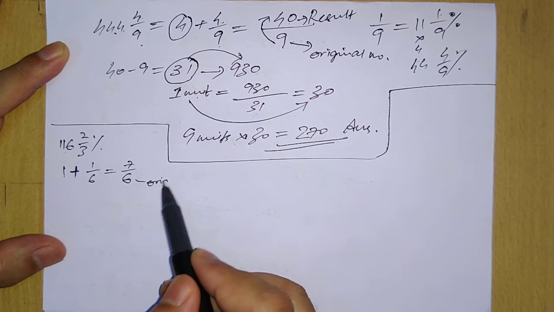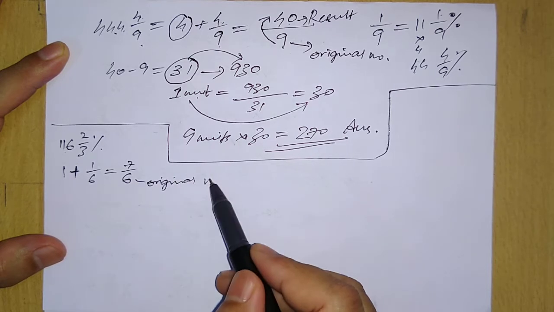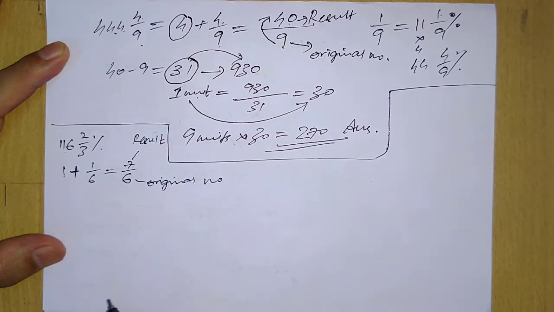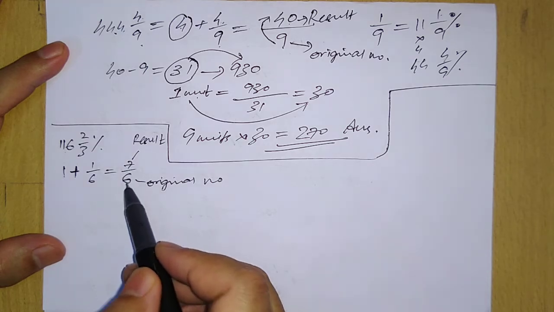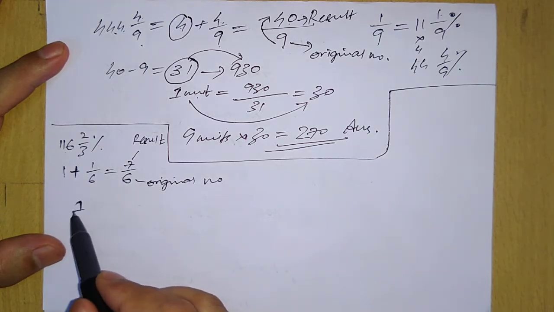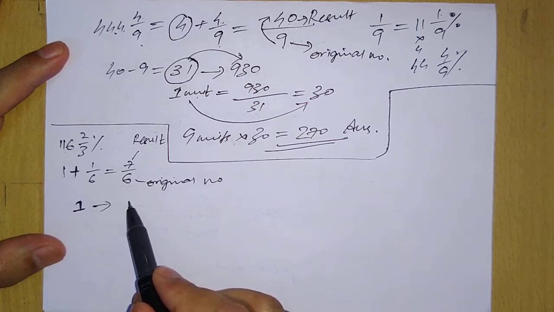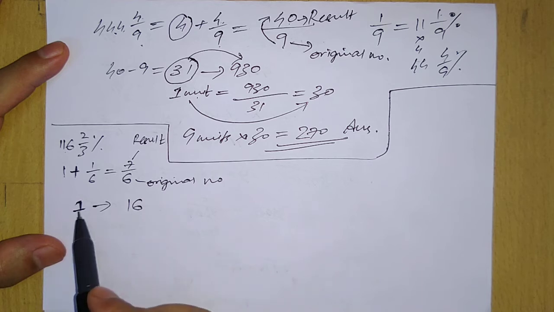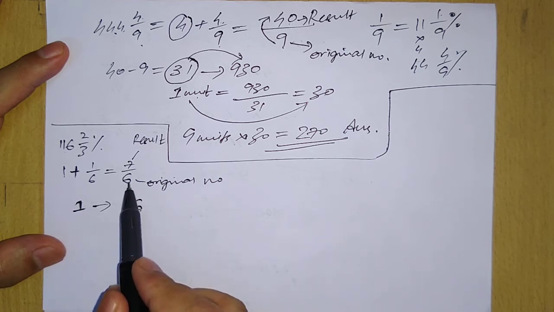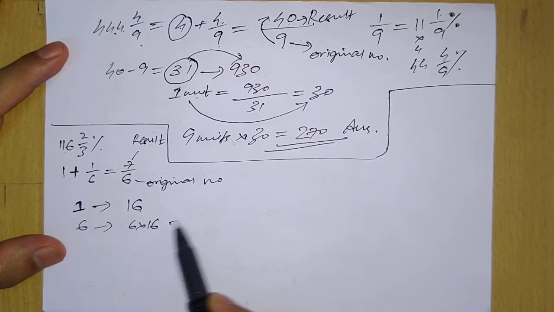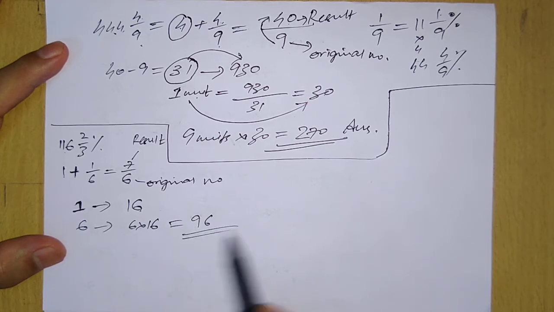This is original and this is our result. So in this question, the difference is how much? 7 minus 6 is 1. The increase is 1 unit. So 1 unit is representing how much? 16 is added in a number. 1 unit is representing 16. So 6 units will represent 6 into 16, which is 96. So 96 is our answer.